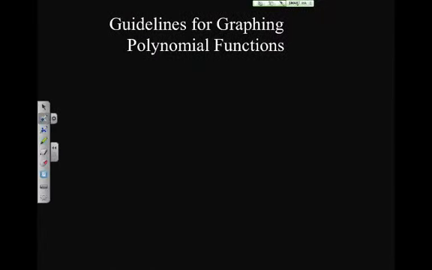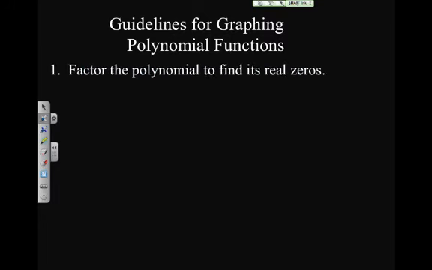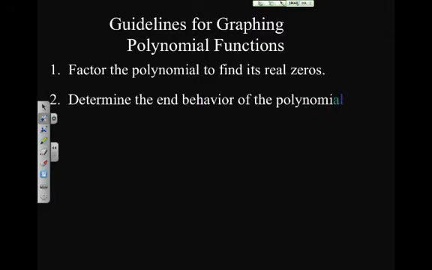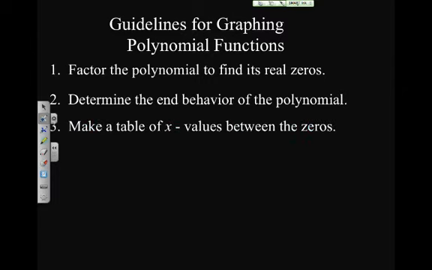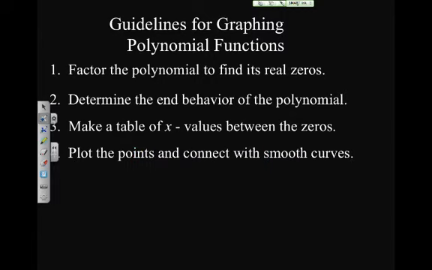So now we want to try some guidelines for graphing polynomial functions. First thing we want to do is, if we can, factor the polynomial to find its real zeros. Then we want to determine the end behavior using the rules we just learned with the leading coefficient test. Then we want to make a quick table with some x values, a quick t-chart, in between the zeros so we get an idea of what's going on in between those zeros. And then the final thing, plot the points and connect them with smooth curves because we know that polynomials are always formed of smooth curves. There's no pointed or jagged spots on them.